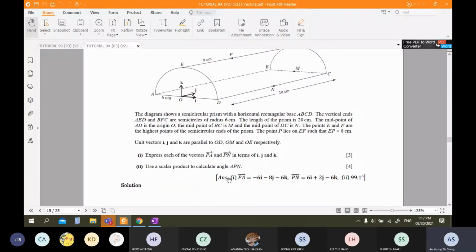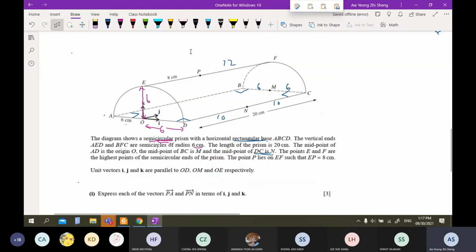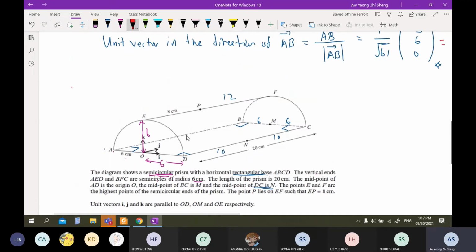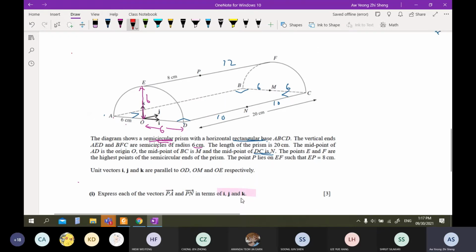PA and PN in terms of ijk. This time they're again forcing us to give our answers in terms of ijk, so we should follow the instruction. And that means even if you do it in vertical bracket for your working, your final answer must be converted to ijk.